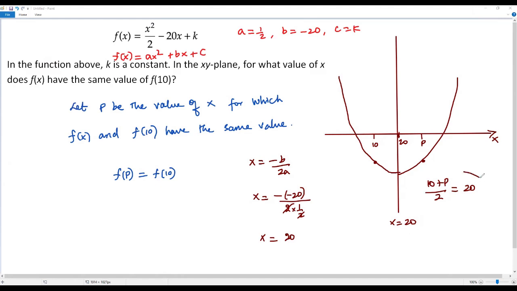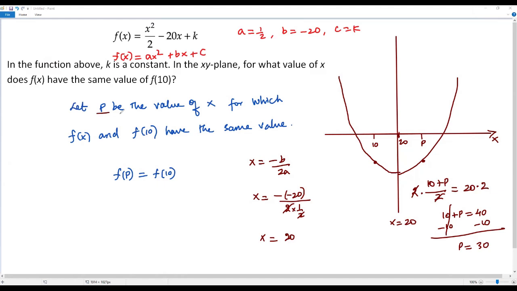Now let's solve for p in this equation. Let me multiply both sides of this equation by 2. When I do so, this 2 will cancel out. I am getting 10 plus p equals 40. Let me subtract 10 from both sides. When I do so, 10 minus 10 will cancel. I am getting p equals 40 minus 10, which is 30.